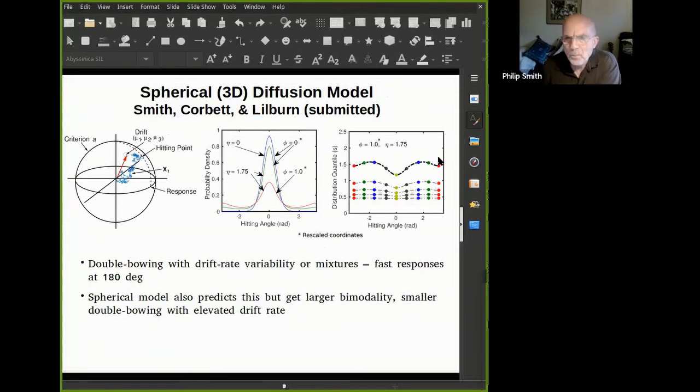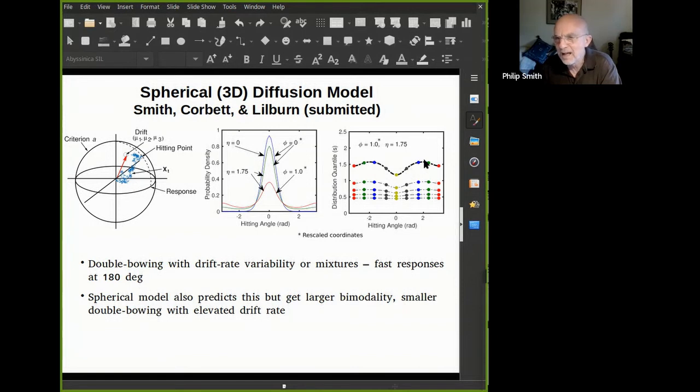So models with a two-component drift rate distribution typically predict joint distributions that have this kind of double bowed pattern where the slow error pattern reverses towards the extremes. So in the panel on the right here, the fastest responses are at the center. They have the most accurate responses, and responding gets slower as you move out from the center.